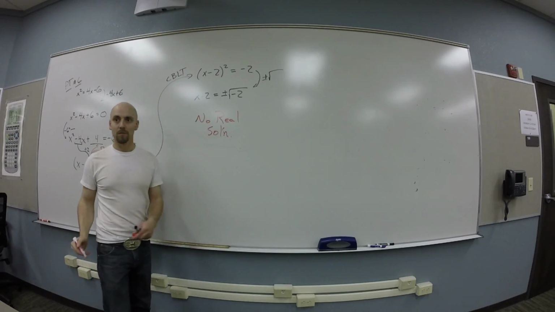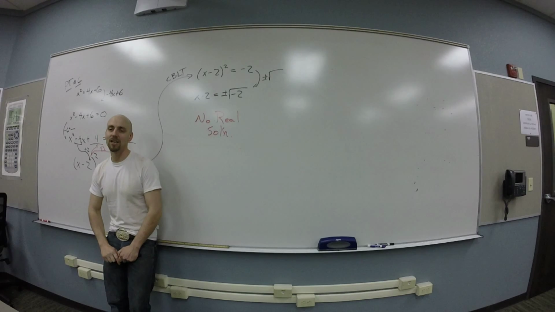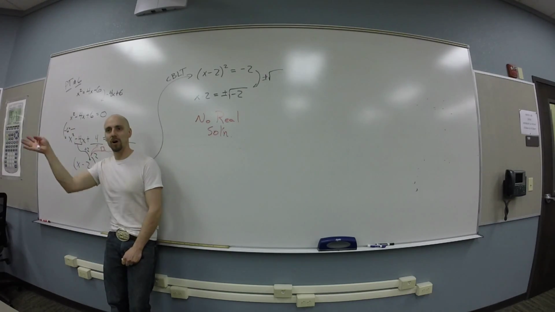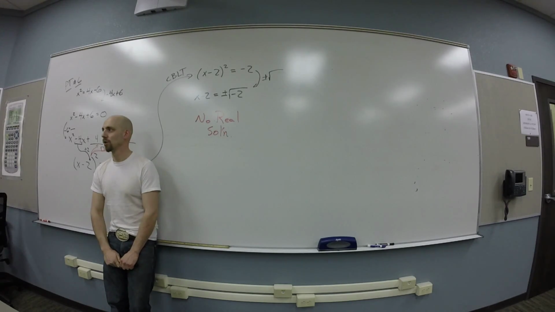On the test key, because I had 7.5 last time, it has some i's. So we can just write no real solution. You guys cool with that? Yeah. So if you get a negative number under the square root, you can write no real solutions.